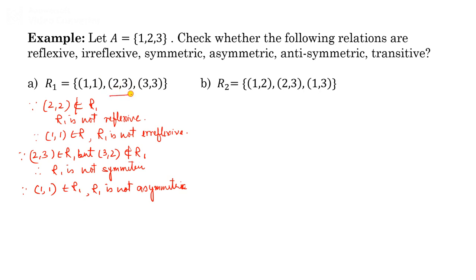2 is related to 3, but 3 is not related to 2. It means only these two pairs, (1,1) and (3,3), exist, and these satisfy the condition of x related to y and y related to x. Further we can check x equal to y, because x equal to 1, y equal to 1, so x equal to y. Similarly, if you check this one, x related to y, y related to x, and x equal to y. So you can say R1 is antisymmetric.